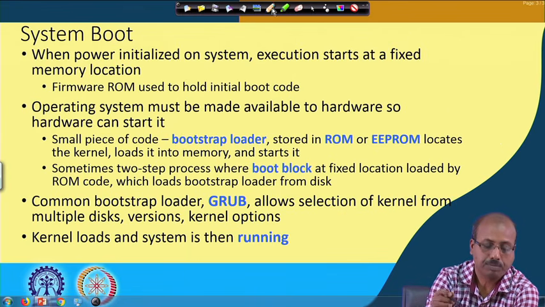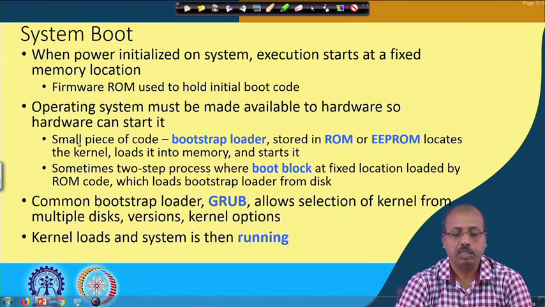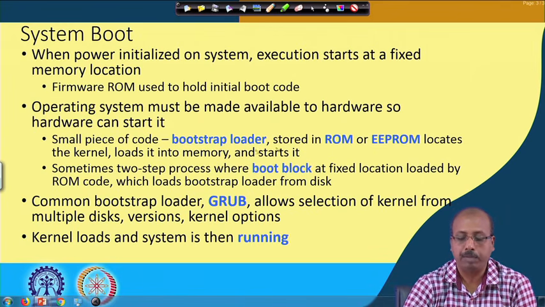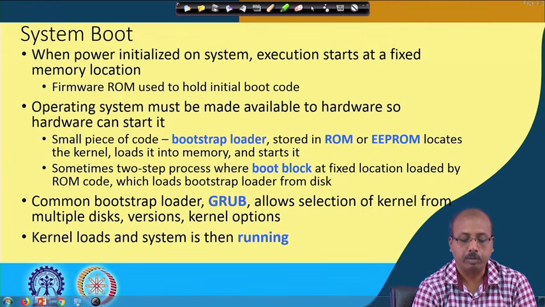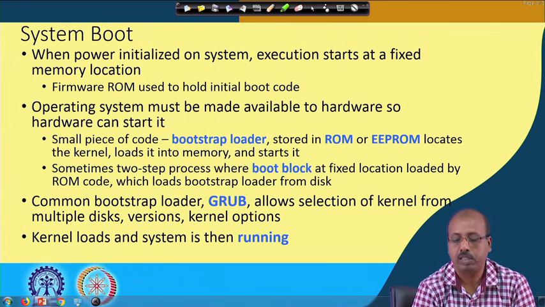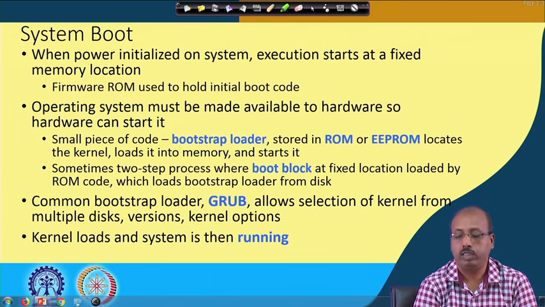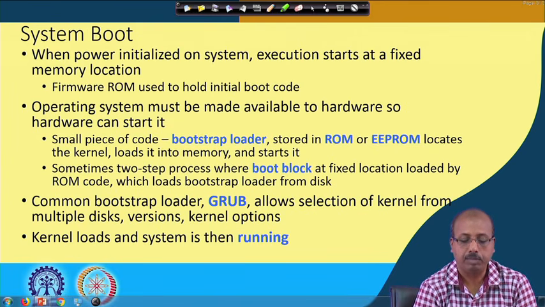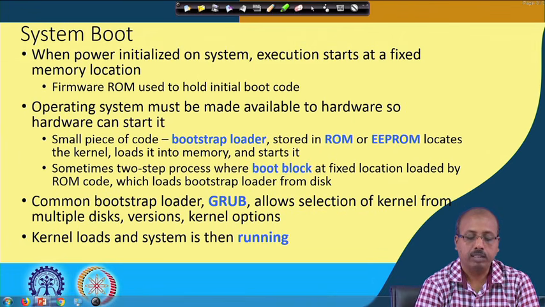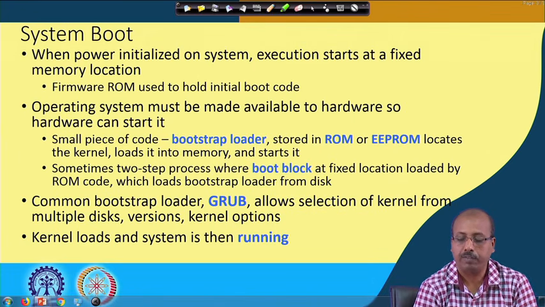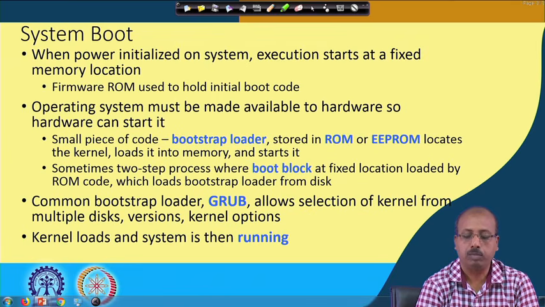The operating system should have this bootstrap loader, which loads the portion from the secondary storage into the main memory. And this bootstrap loader should always be present when the system boots. So, it is normally kept in some ROM or EEPROM. Sometimes it is a two-step process, where a boot block at a fixed location is loaded by ROM code, which loads the bootstrap loader from disk. So, this is also there, like in many cases, to keep that bootstrap loader very simple.